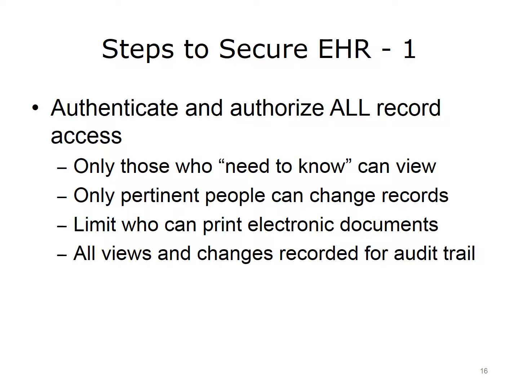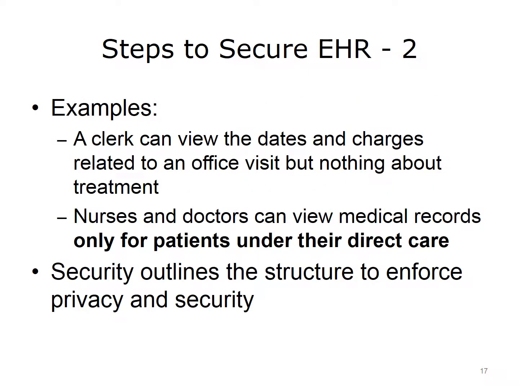It is possible to authenticate and authorize all access to electronic health records. Authorization involves permissions. Permissions limit who can view, change, and/or print medical records and electronic documents. Additionally, all views of and changes to medical information should be recorded for audit. As an example of permissions, a clerk would be able to view the dates and charges related to an office visit, but would not be able to view anything that details the treatment received or the information discussed between patient and doctor. Nurses and doctors can view medical records only for patients under their direct care, but should not view medical records for patients not under their care.